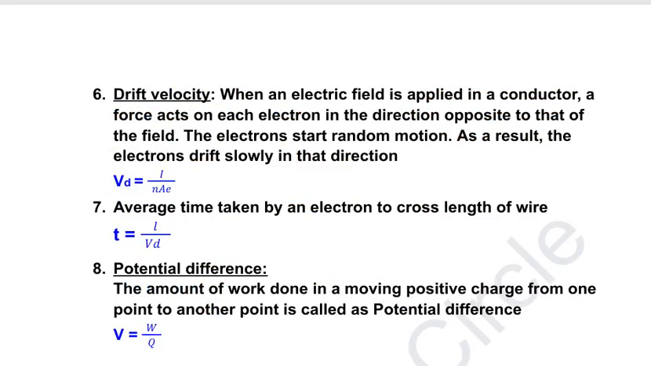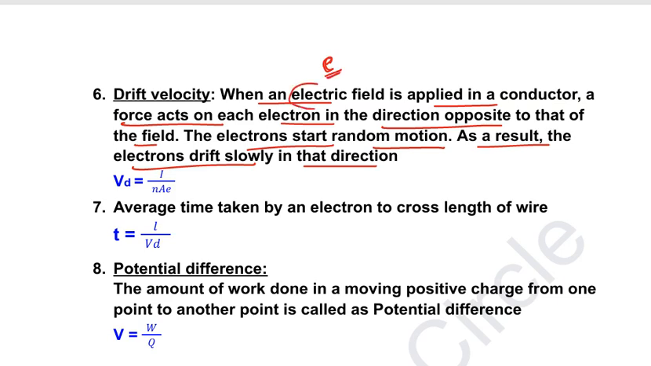And next, drift velocity. When an electric field is applied in a conductor, a force acts on each electron in a direction opposite to that of the field. The electrons start moving in random motion. As a result, the electrons drift slowly in that direction. In simple words, we can say the average velocity acquired by a free electron by an application of electric field is called drift velocity.